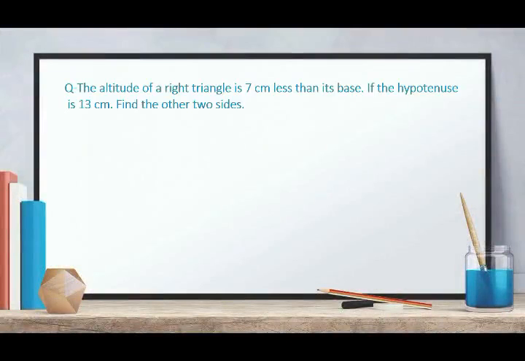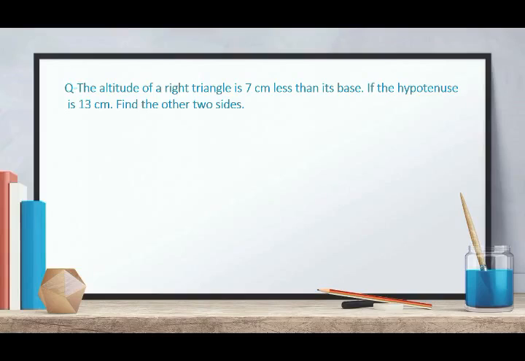Now let us take a statement question. Now what is given? The altitude of a right triangle is 7 centimeters less than its base. This is the given condition. And if the hypotenuse is 13 centimeters, find the other two sides. Now if we are to do this question, first we need to draw a triangle.